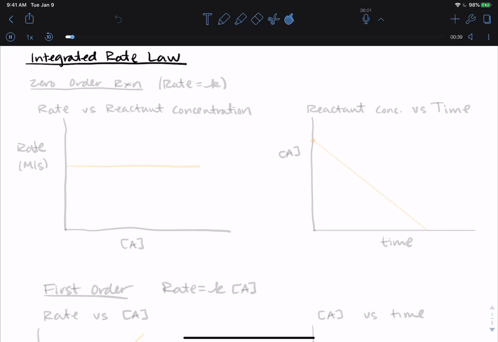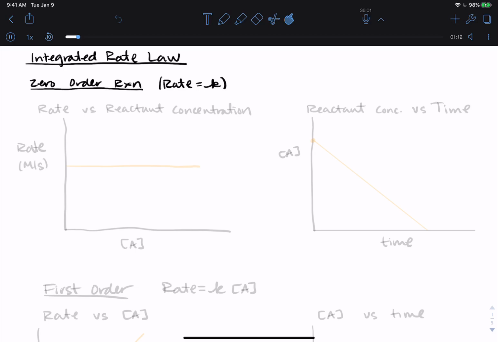So just going in order with the really common rate law orders that we have looked at. If we had something like a zero order reaction, you know this very well at this point, but the rate is just equal to the rate constant because that exponent was zero.